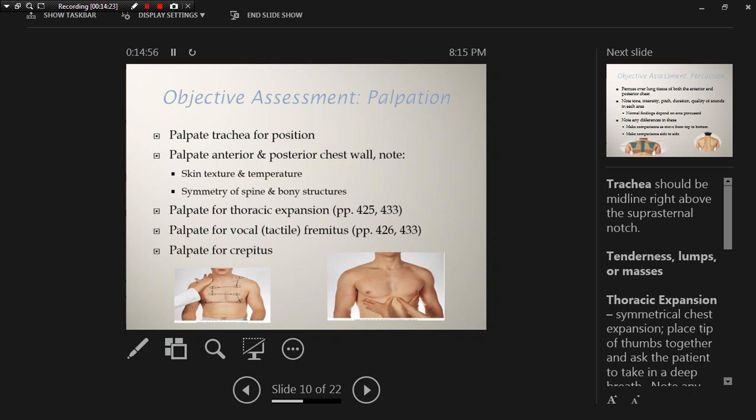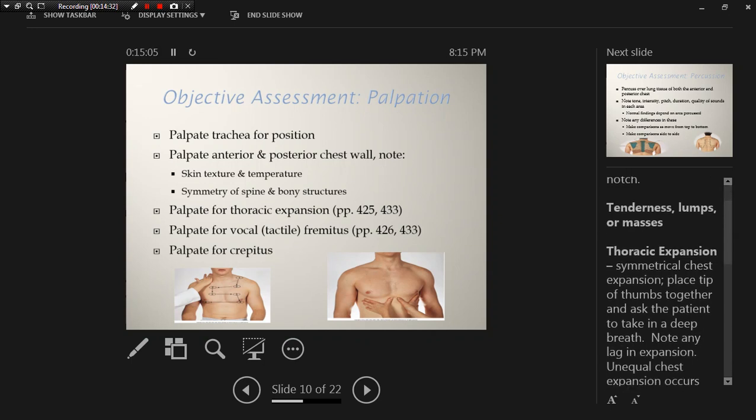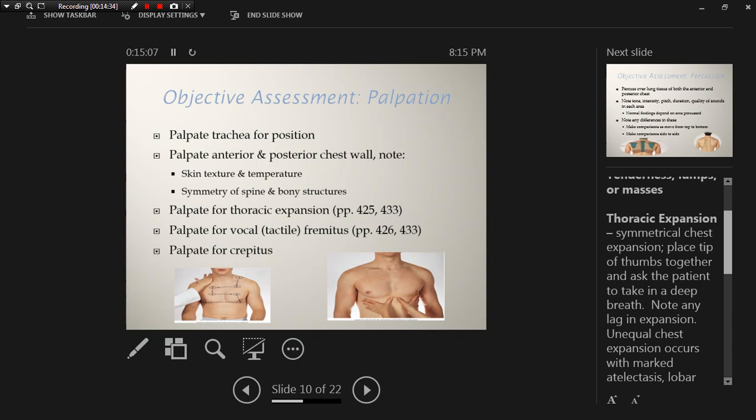And then we're palpating for thoracic expansion. We can do that posterior, and we can do that anterior. We're going to place the tips of our thumbs together, and we're going to ask the patient to take in a deep breath. Our thumbs should move equally with expansion.